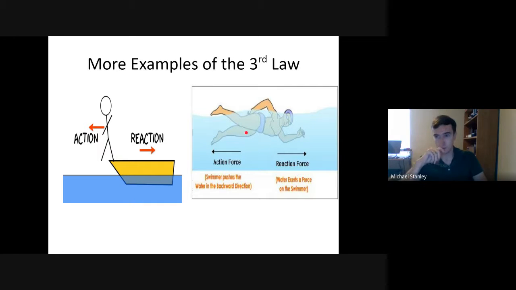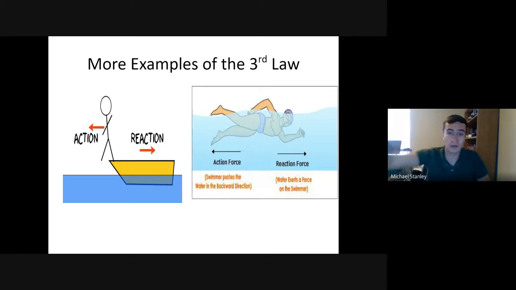If you want to go that way, you don't do that by forcing your arms that way to try and move, right? You might put your arms out in front, but then you push the water backwards.